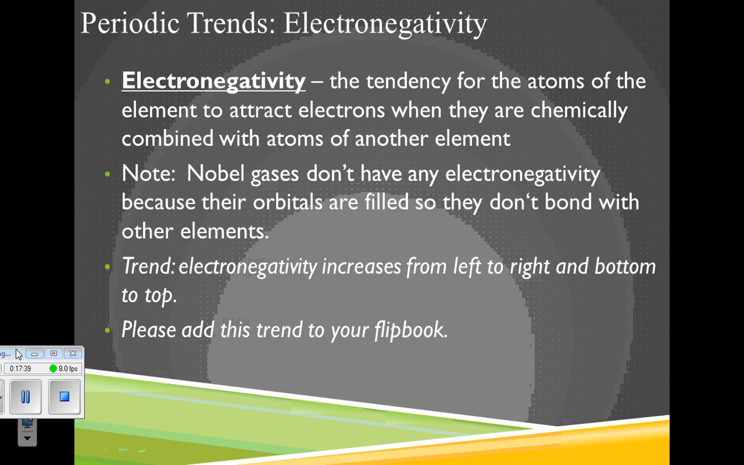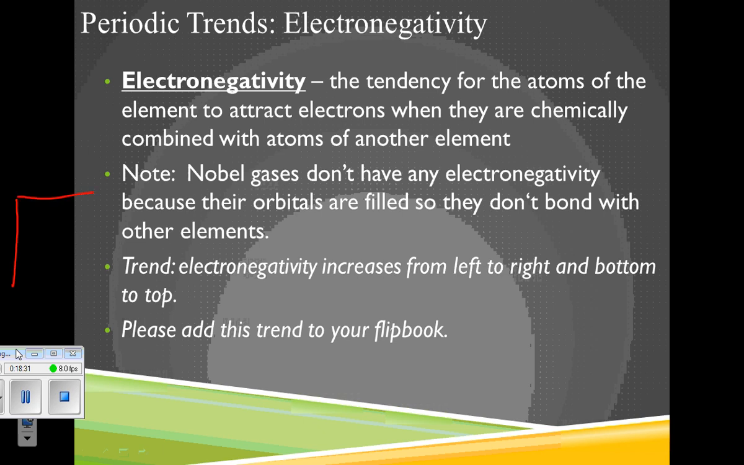Our last trend in the notes is electronegativity. Electronegativity is the tendency of an atom of an element to attract electrons when they are chemically combined with the atoms of another element. So if sodium is combined with chlorine, they're forming a bond. Can this chlorine attract another electron to itself? So we're looking at how able it is to attract another electron to itself. Noble gases don't have any electronegativity because they're full. They can't attract any more electrons to themselves. And so for this particular trend, the noble gases don't have any.